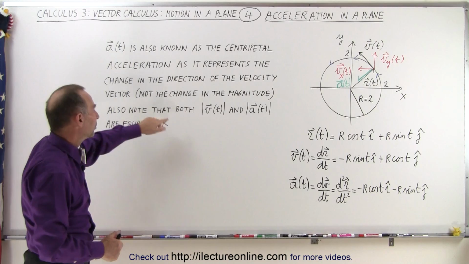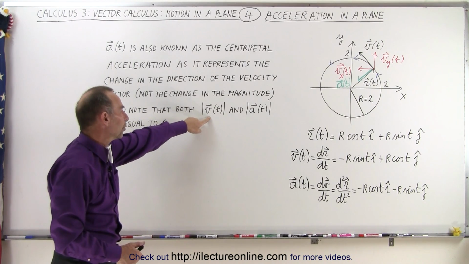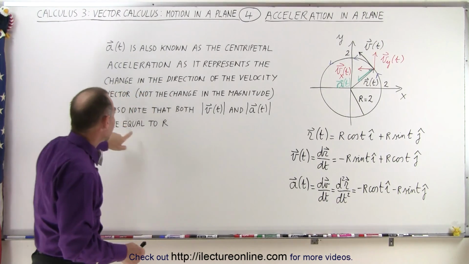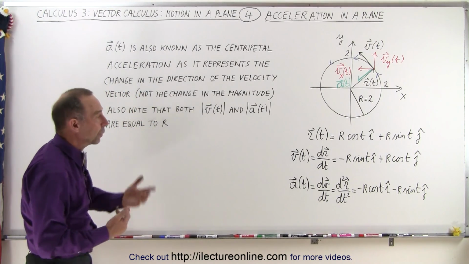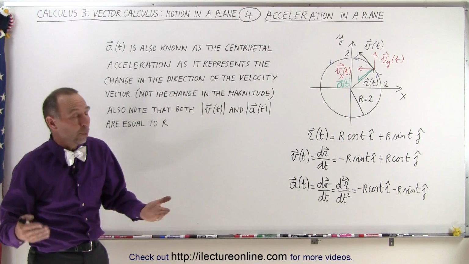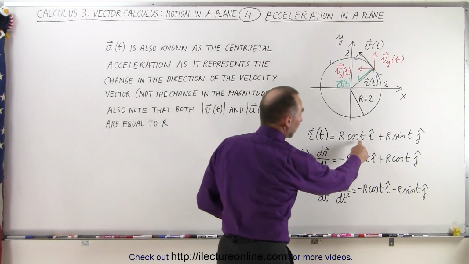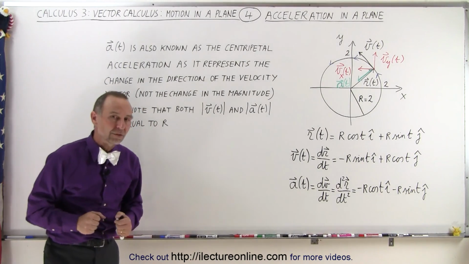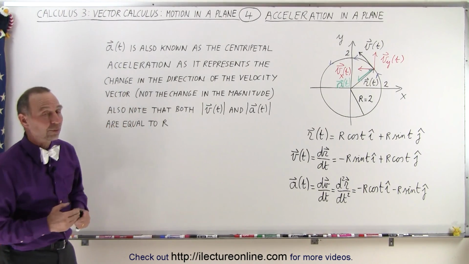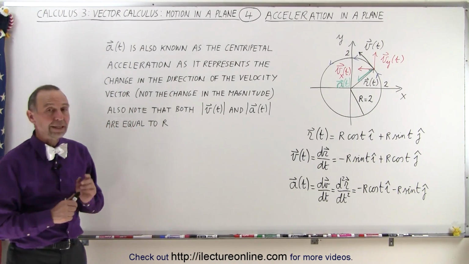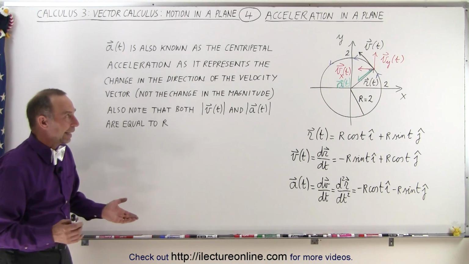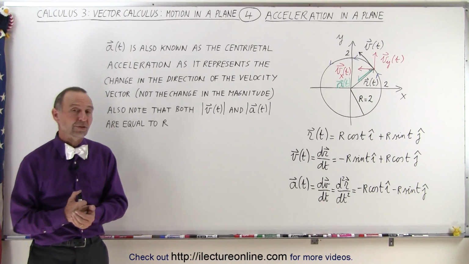So note that both the magnitude of the velocity vector and the magnitude of the acceleration vector in this case will indeed equal r, the radius of the circle. That will not always be the case, because if you put another constant in here, then they'll be offset by that constant. But at this point, since the constant is 1, the acceleration and the velocity will equal the magnitude of the radius of the circle. And that's how we deal with acceleration in a plane.